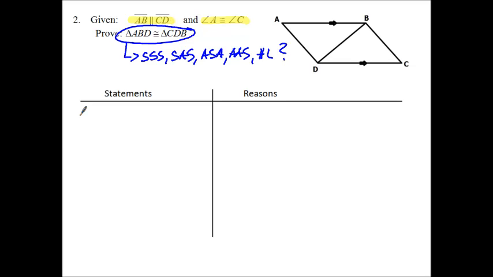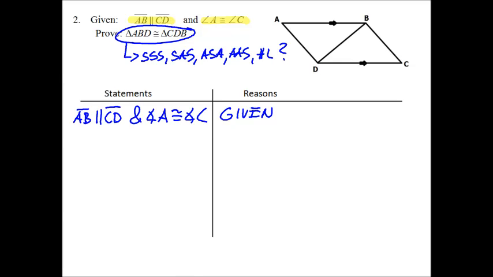We are given that segment AB is parallel to segment CD, and we are also given the information that angle A is congruent to angle C. And what's the reason for that? The reason is plainly and simply that it has been given to us. And when something is given to us, we do not have to prove it.